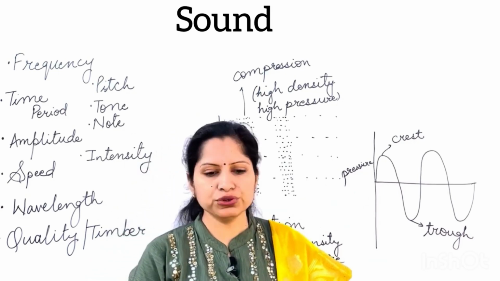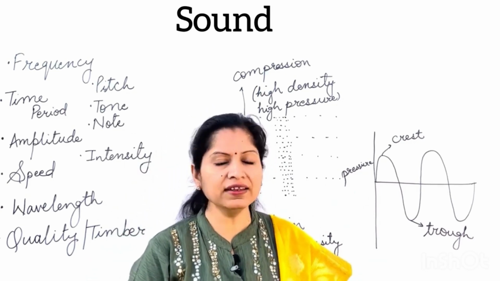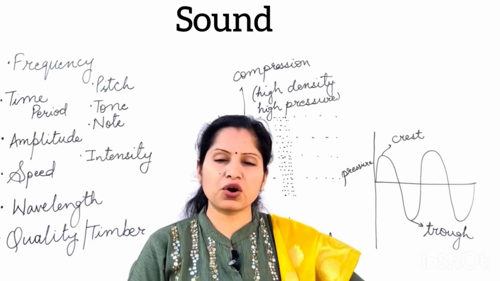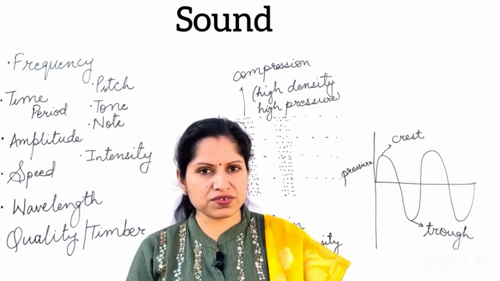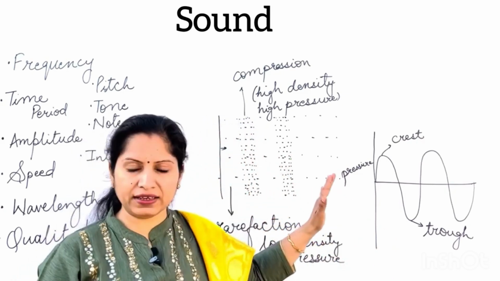Okay. Now I told you that sound waves are mechanical waves. So what other kind of waves are there? That also we need to learn. That is transverse waves. Now we'll see the difference between transverse waves and mechanical waves. First let's talk about mechanical waves. The sound waves are mechanical waves.